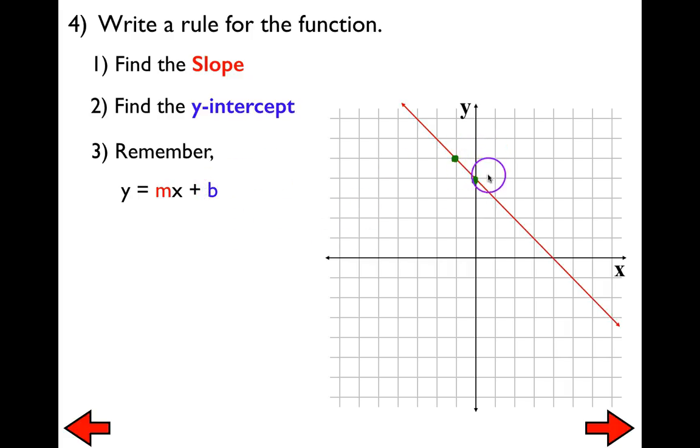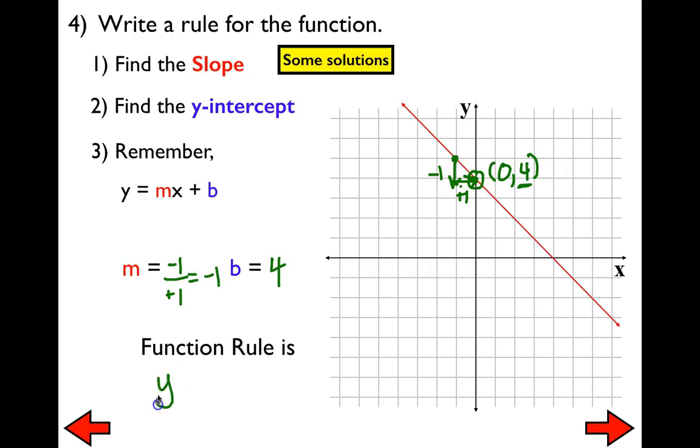So here, now that I have 2 points, I can figure out what slope is. It's a downhill line, so my slope's definitely going to be negative. It's going down 1, so that's negative. It's going to the right 1, so that's positive. So my slope is a negative 1. Then I'm going to figure out what b is. The y-intercept here would be (0, 1, 2, 3, 4). So b would be 4. Now that I have that, I'm going to go ahead and write my function rule, which is y equals negative, instead of 1, I'm just going to put negative x plus 4.